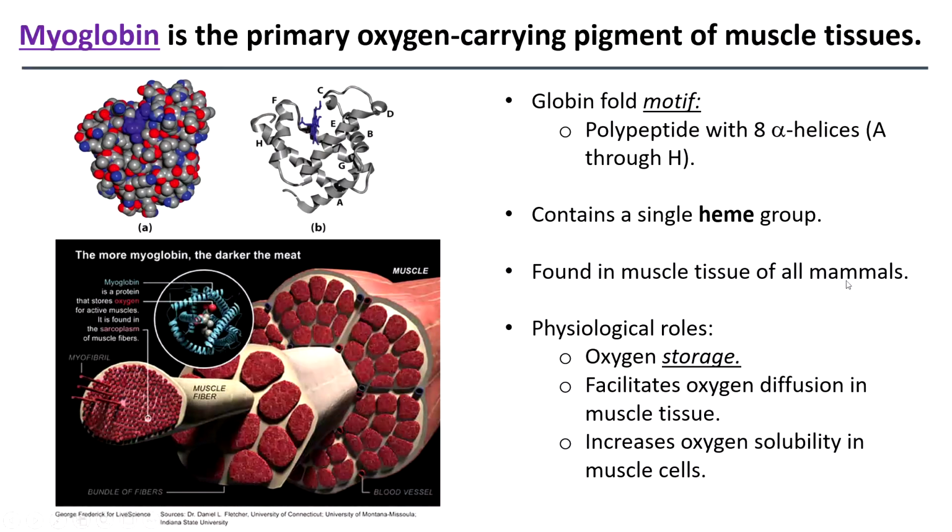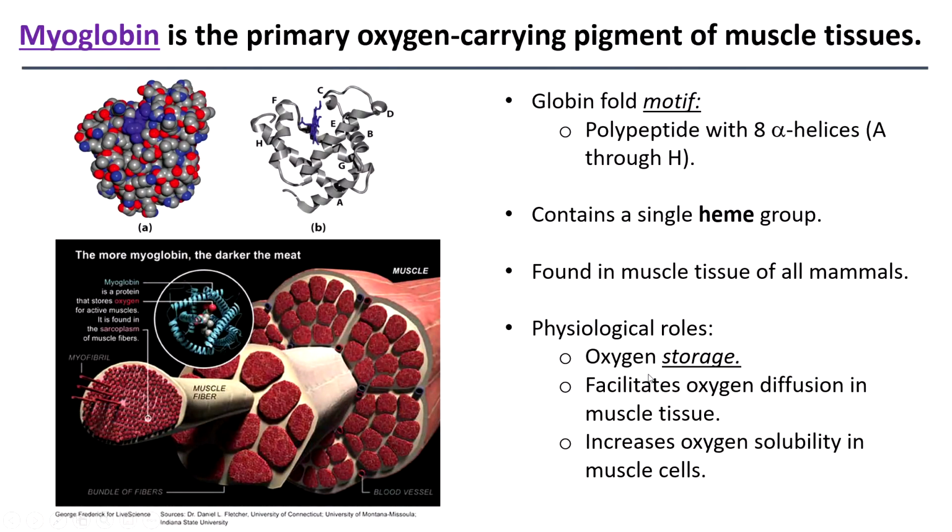It's found in the muscle tissue of all mammals. This protein, myoglobin, is found in muscle tissue, mostly because its role is for oxygen storage. And so it remains a readily accessible form of oxygen for muscle cells to use when doing high rates of cellular respiration.